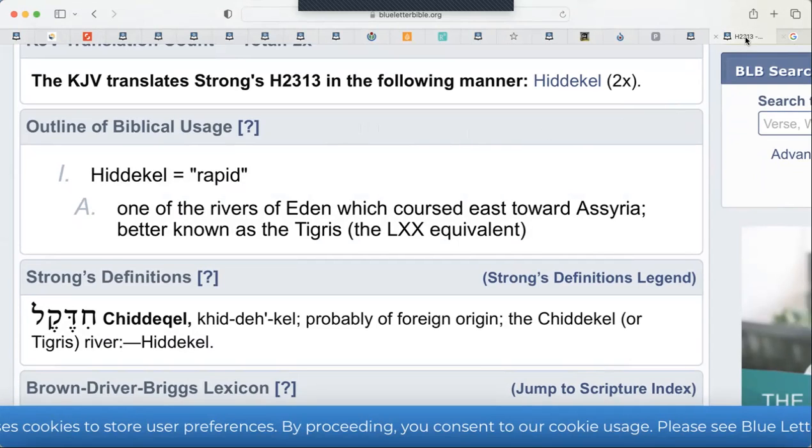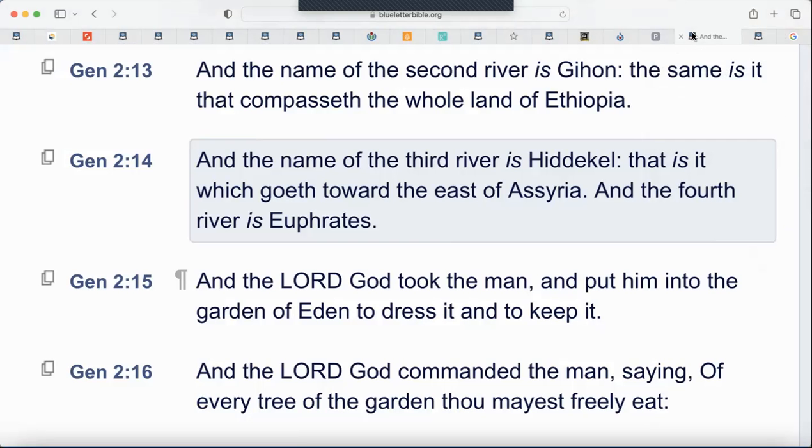And the last river, and the fourth river mentioned here in Genesis chapter 2, verse 14, is the river Euphrates. Let's reread. "And the name of the third river is Hiddekel, that is it, which goeth towards the east of Assyria. And the fourth river is Euphrates." Euphrates is the only river out of the four that held its name all the way up until today.